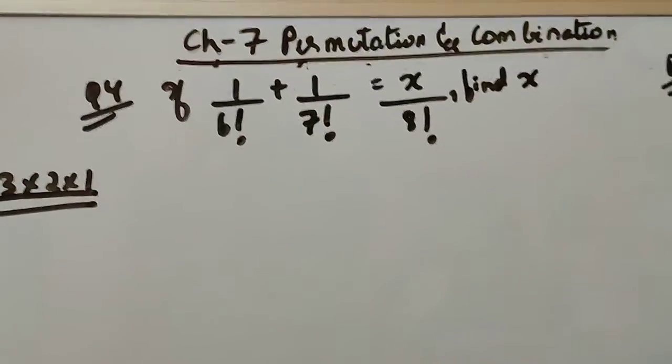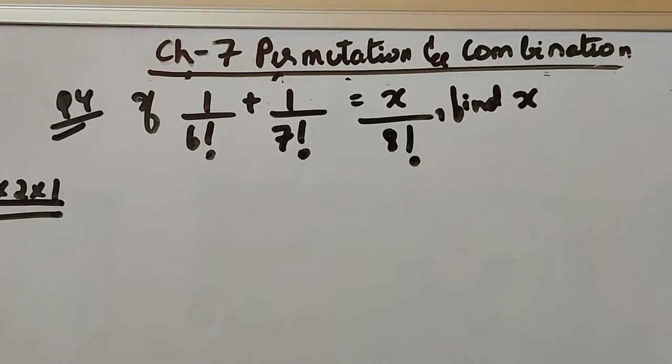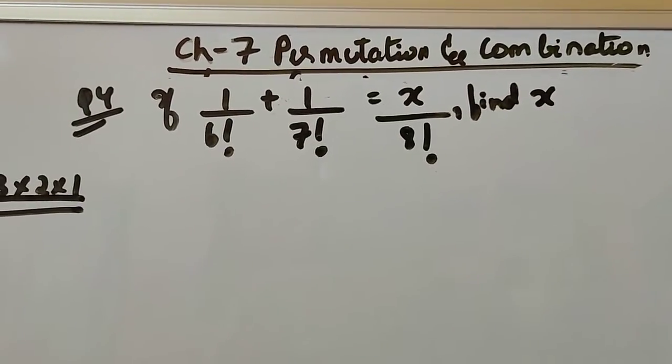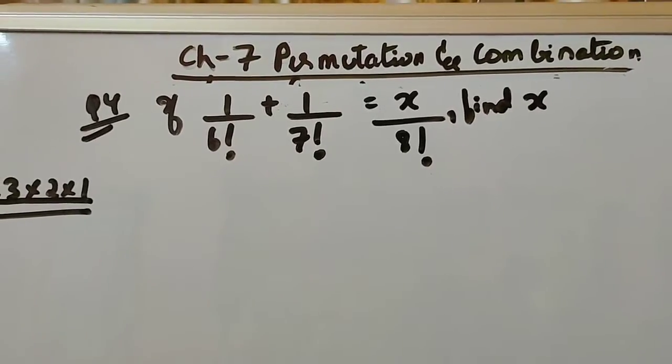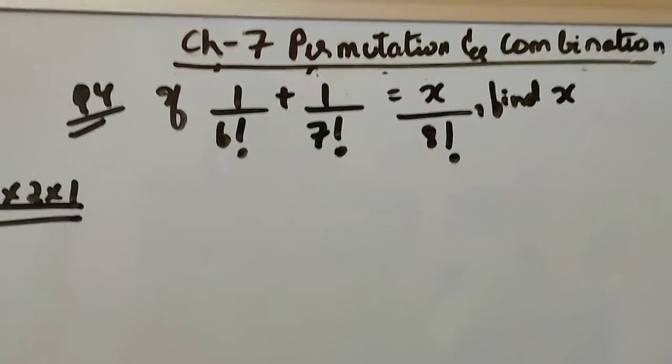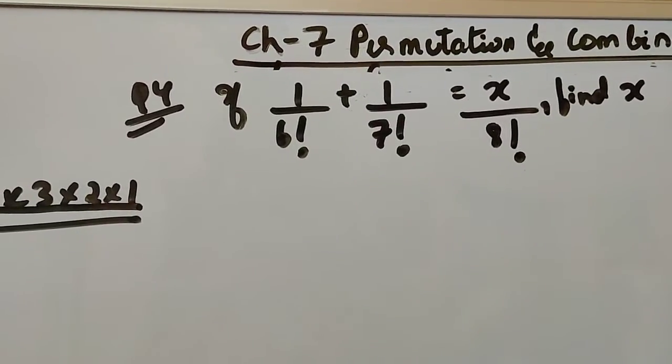Now next is question number 4. If 1 by 6 factorial plus 1 by 7 factorial equal to x by 8 factorial, find x. Now we will always try to reduce the calculation.